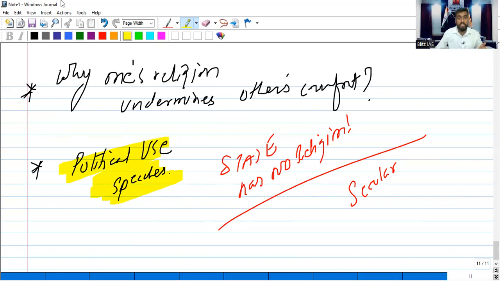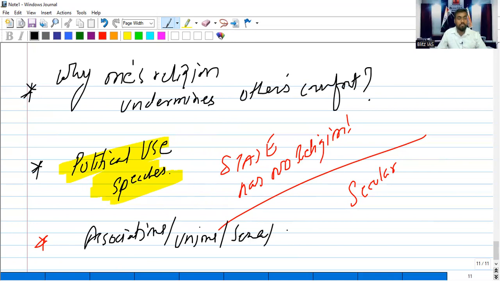Okay, in the name of religion, many associations and unions are there. Associations, unions, Sena, etc., etc. In the name of religion. And just carrying out hate speeches and all, violent, radical youth in the name of religion. In the name of religion, there are many incidences of man-animal conflicts.